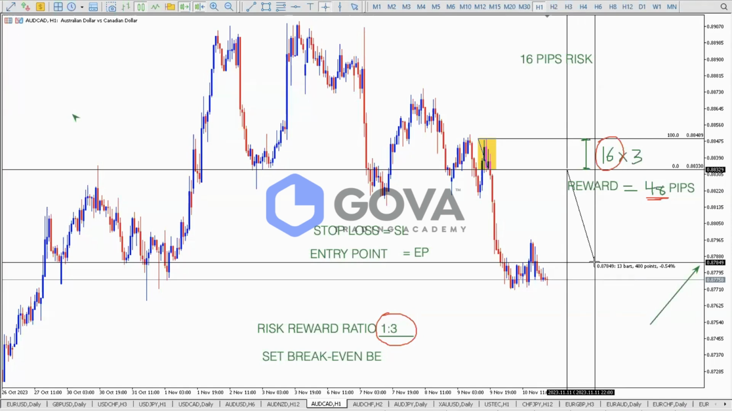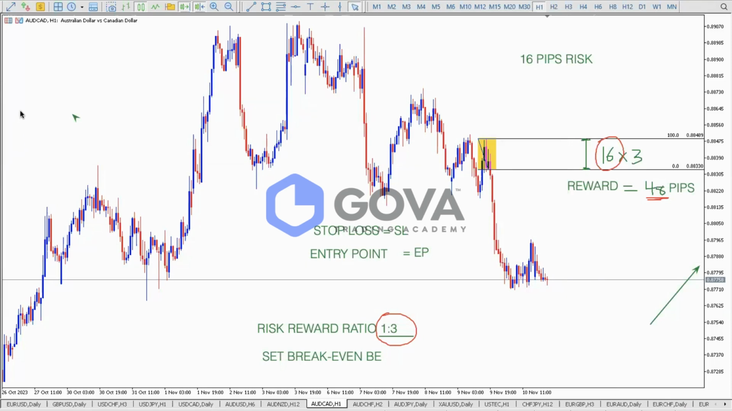0.87849. The market price for your 48 take profit area is 0.87849. That is the take profit for 1:3. Okay.